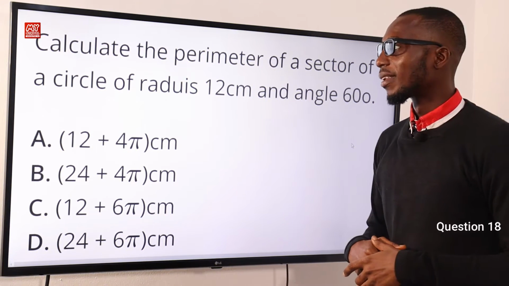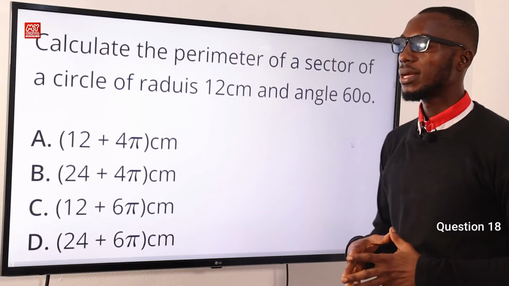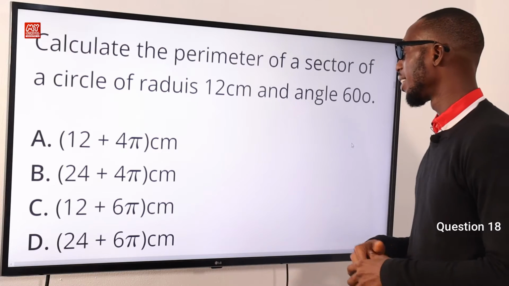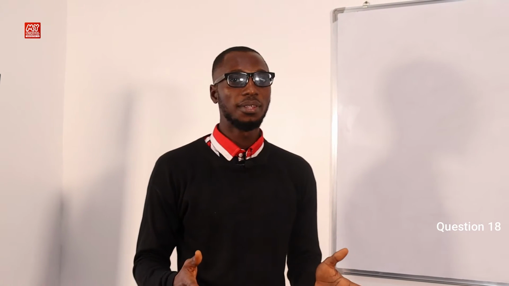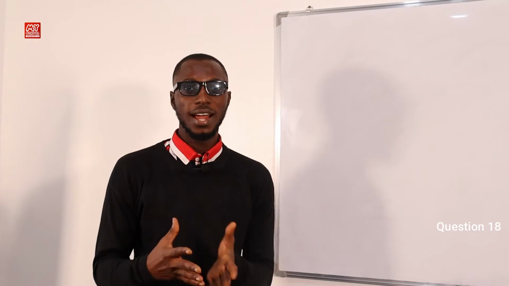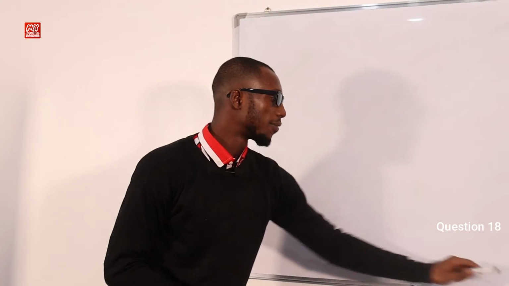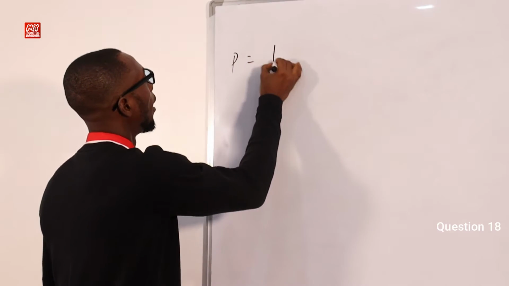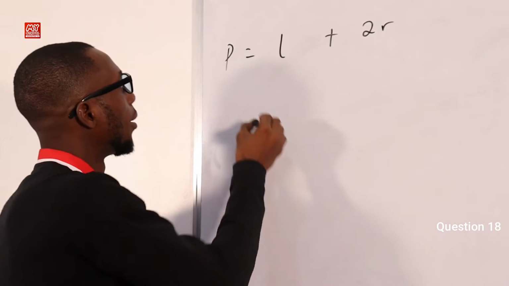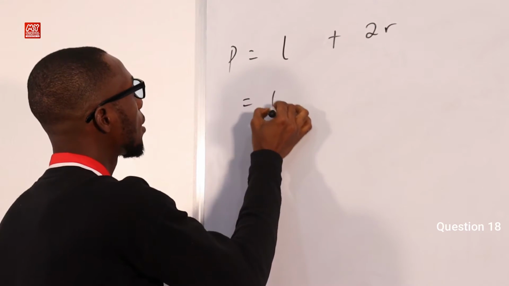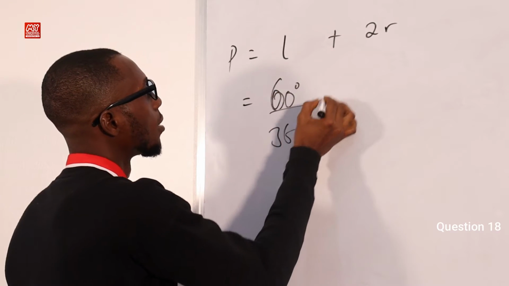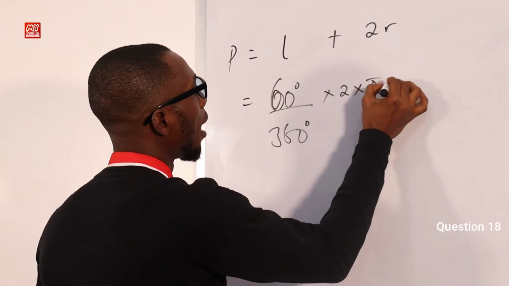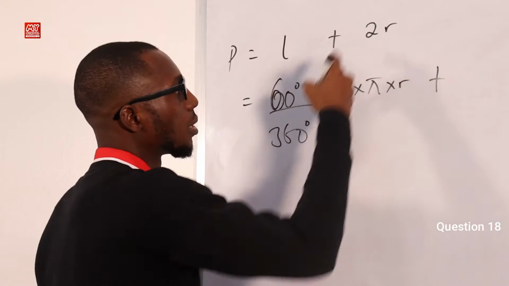Question 18. Calculate the perimeter of a sector of a circle of radius 12 centimeters and angle 60 degrees. The perimeter of a sector equals L plus 2 radii, where L is the length of an arc, plus 2r. L is theta, which here is 60 degrees over 360, times 2 times pi times r, then plus 2r.